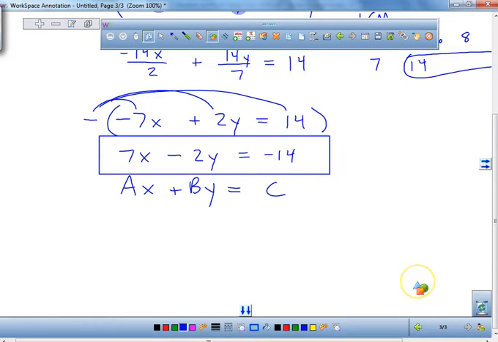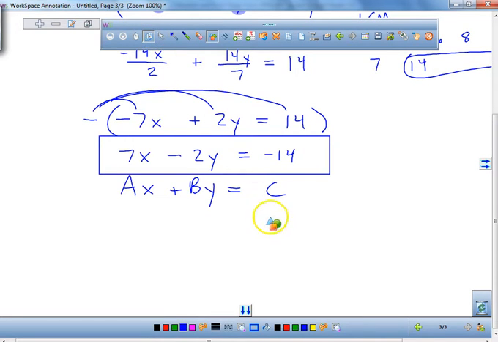Alright? Now, are these equations, will they graph the same line? Yes, they'll graph the same line, but this is technically in standard form. Okay? But if I typed in negative 7x plus 2y equals 14 into Desmos, and then I typed in 7x minus 2y equals negative 14 into Desmos, you'll just see the same line twice. Okay? But this is in standard form.